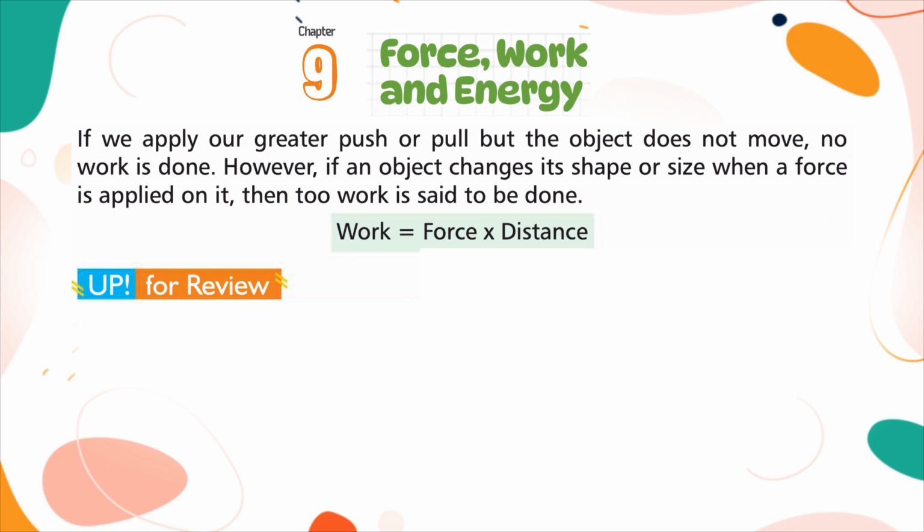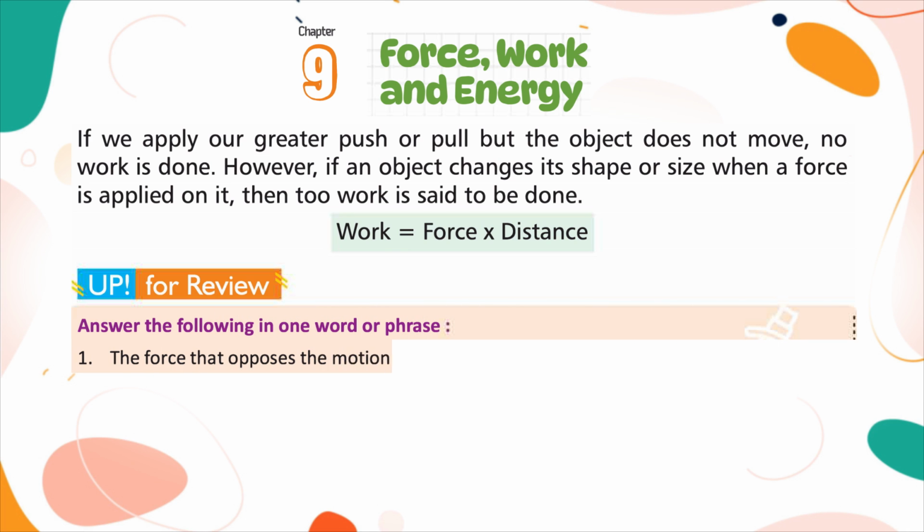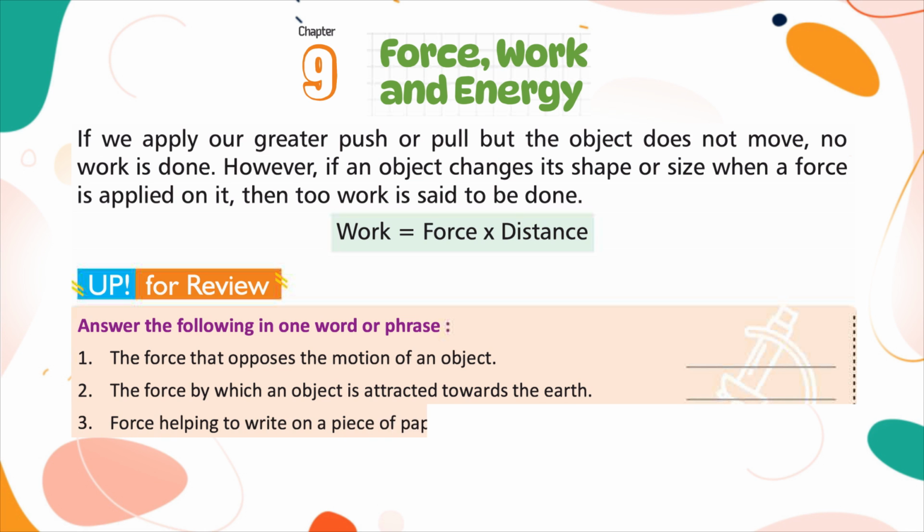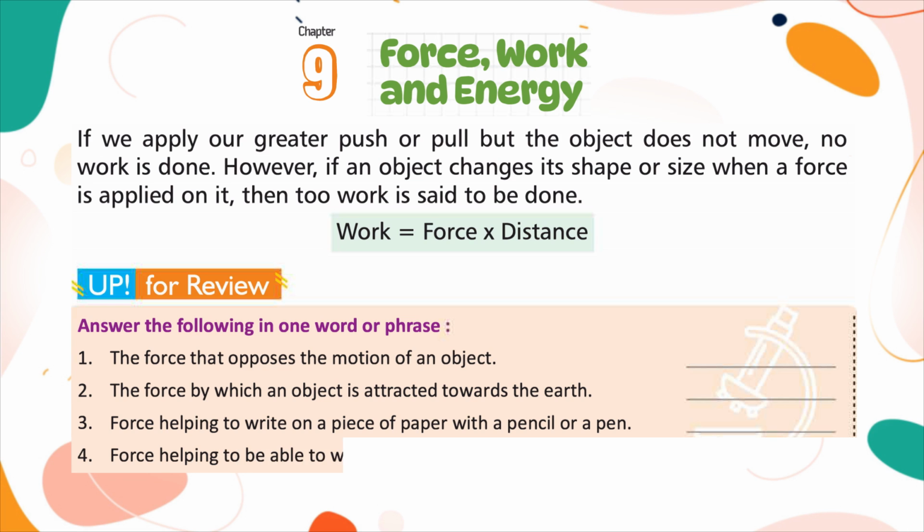Up for review. Answer the following in one word or phrase. Number one, the force that opposes the motion of an object. Number two, the force by which an object is attracted towards the earth. Number three, force helping to write on a piece of paper with a pencil or a pen. Number four, force helping to be able to walk across a surface without slipping.